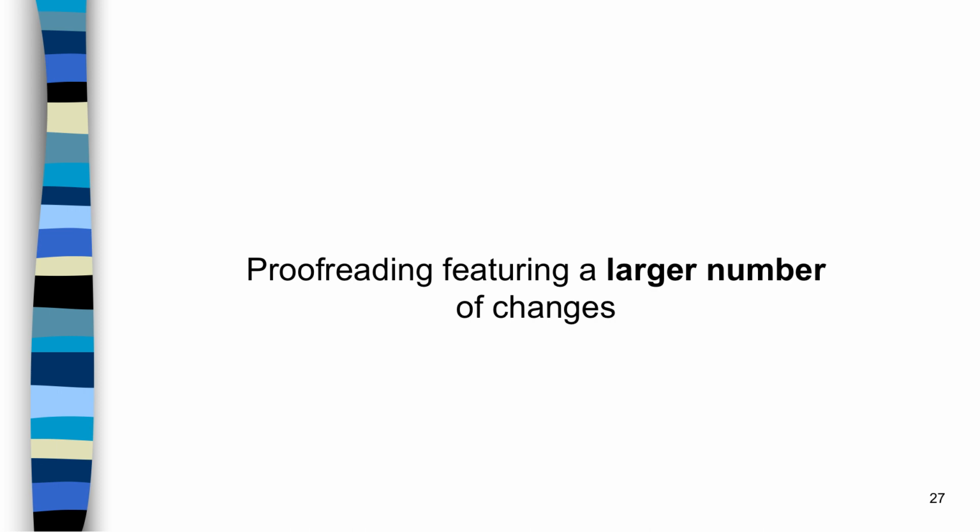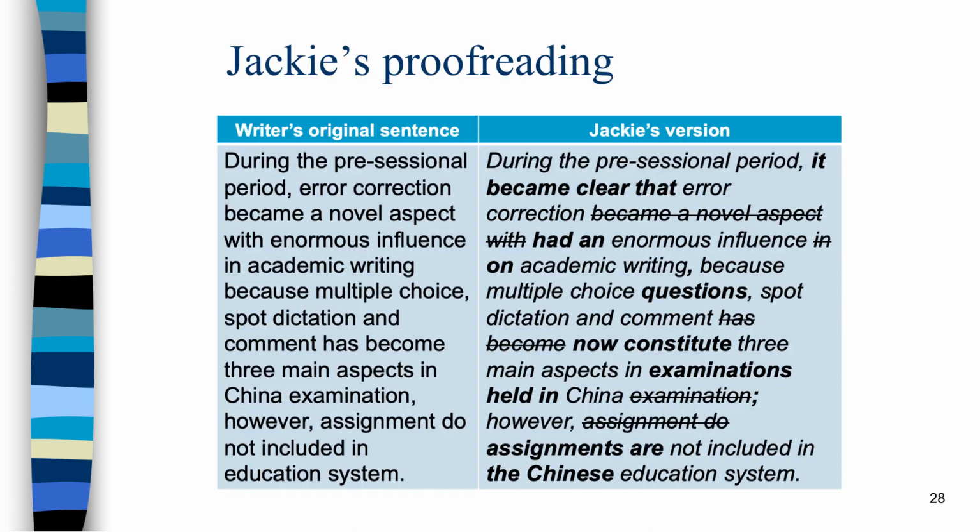So, beginning with the larger number of changes, I've just written the student's sentence on the left, and I've written the proofreader's version on the right. Here we see Jackie, the proofreader, makes various changes. She changes awkward phrasings. For example, became a novel aspect becomes it became clear. Has become becomes now constitute.